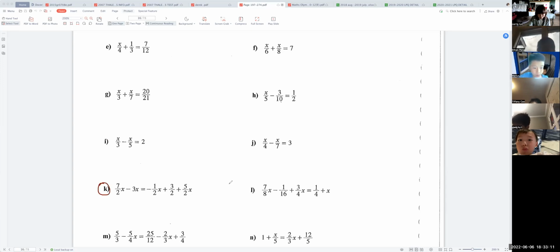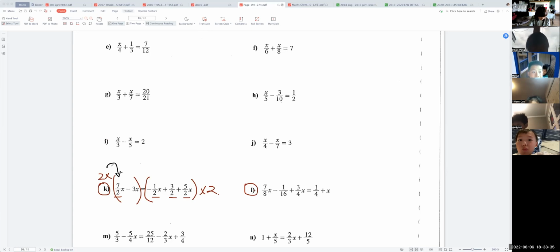So number K, then number L. Okay, so we have this one. So this one, how to do it? We have 2, we have 2, we have 2, we have 2. So all of them we have 2. All we need to do is what? Times 2. Okay, don't be scared because there are more numbers. That's the same thing. So 2 times x over 2 equals what?